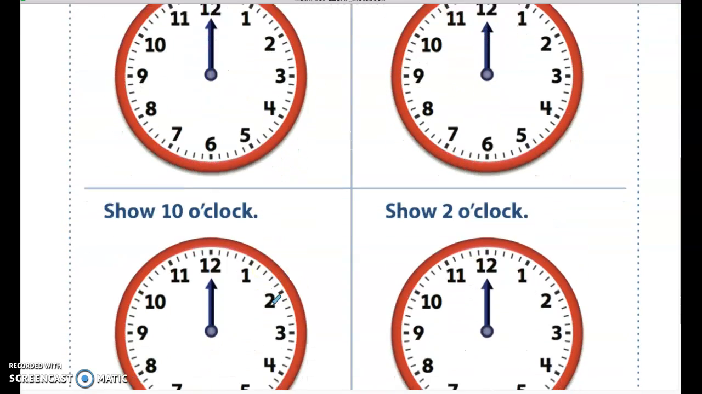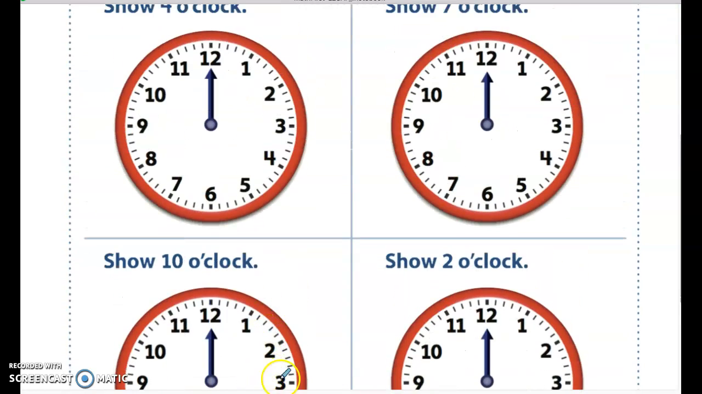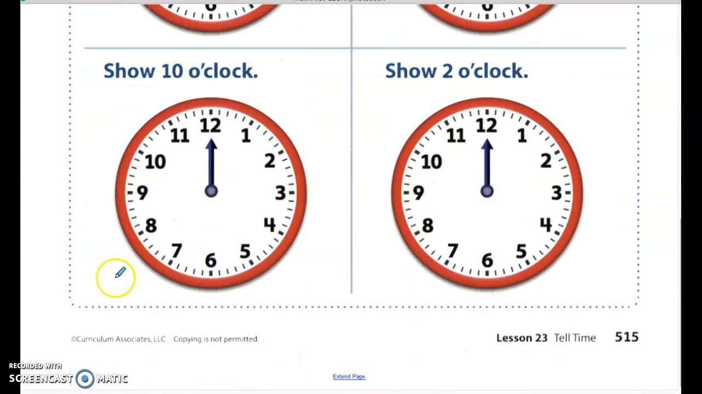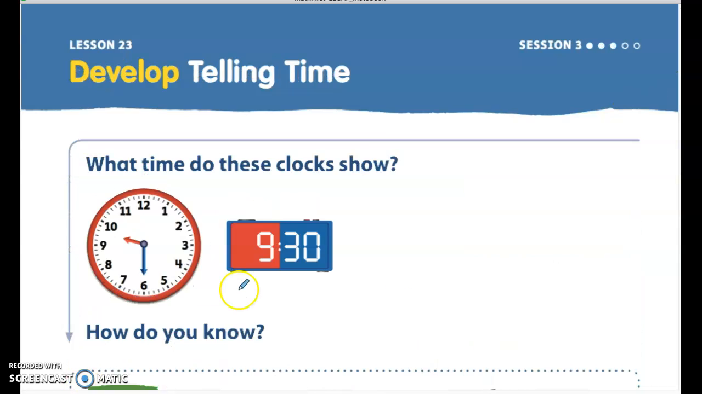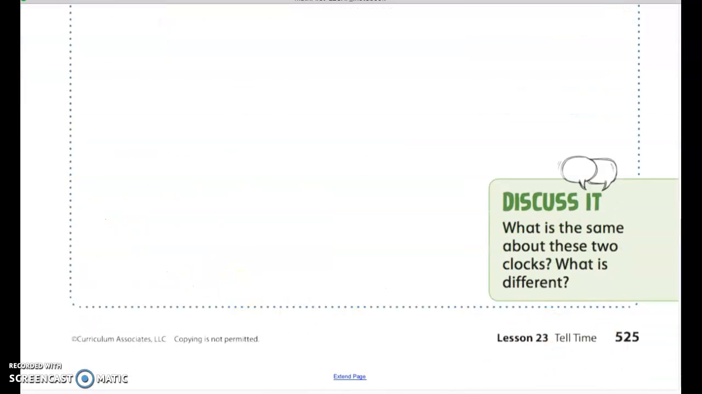Okay, so everybody should be on page 525. Here we are, page 525. There you go, 525.